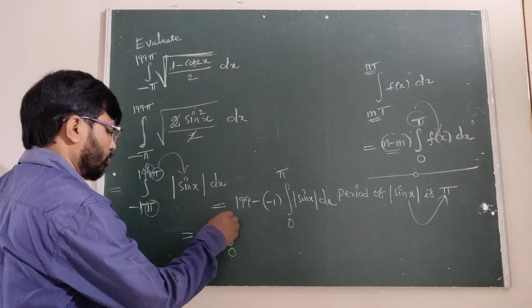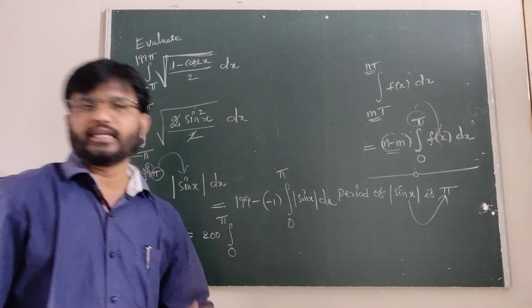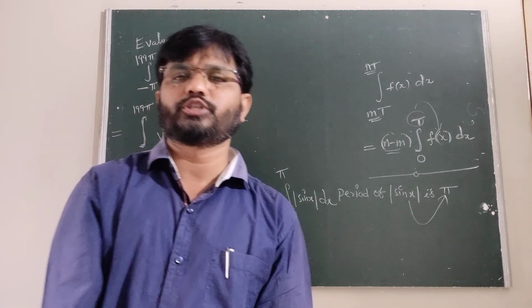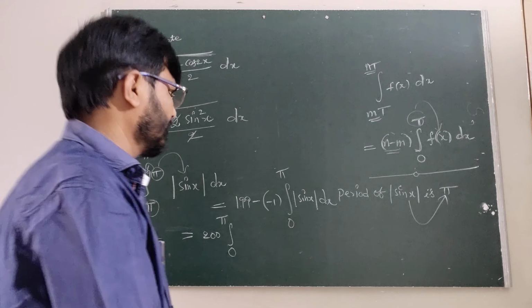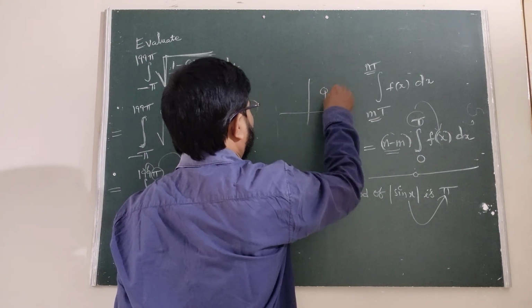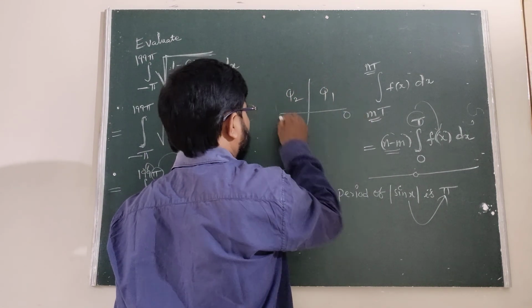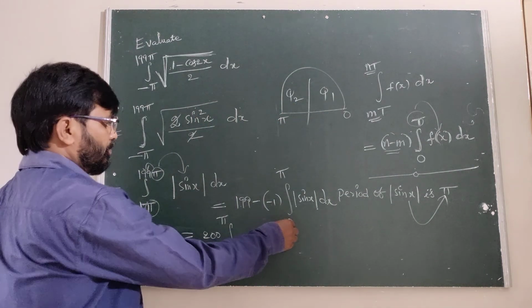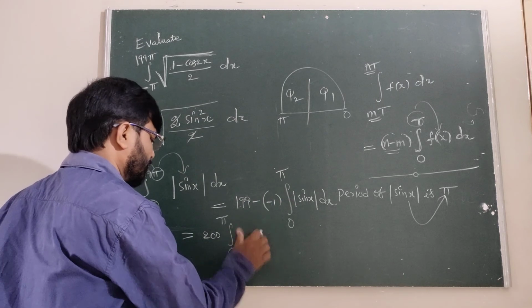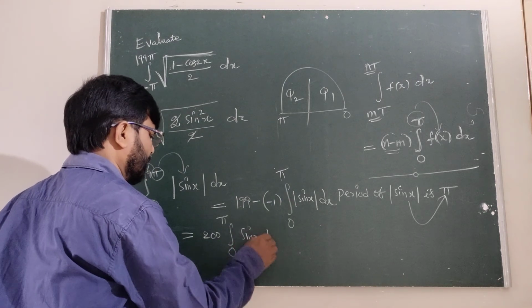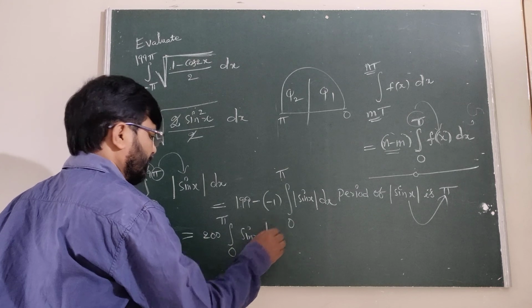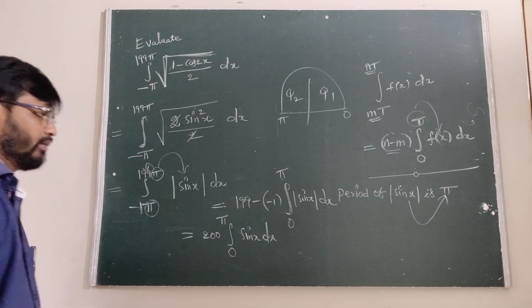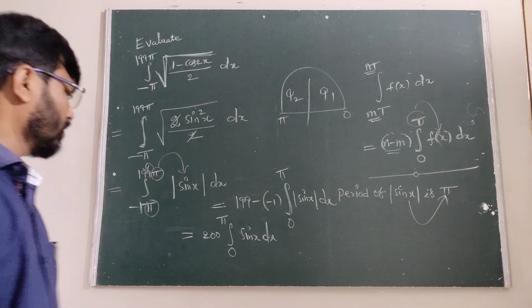Integral 0 to pi. We have to know that sine is positive in the first and second quadrant. That means from 0 to pi sine is positive. Is it clear? Therefore, between 0 to pi, we can simply write sin x dx. Between 0 to 180, sin is positive in the interval 0 to 180.